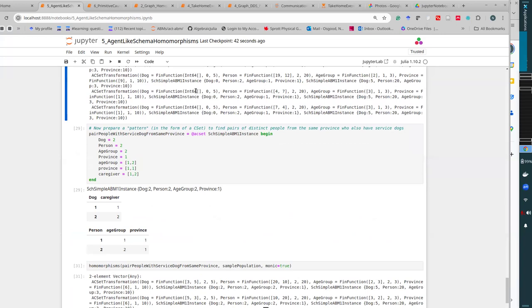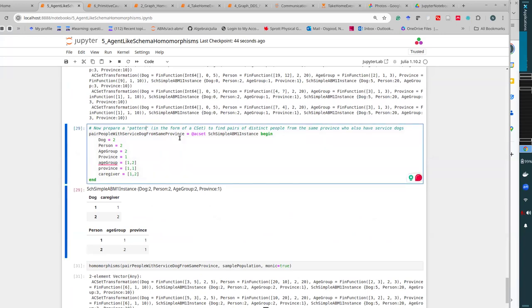Can we do that? Hearing no objections. Okay, now we prepare a pattern to find pairs of distinct people from the same province who also have service dogs. Okay, how are we going to do this? Well, in general, there can be 2 service dogs, and 2 people. They could have 2 different age groups between them. You don't want to constrain that. But there's only one province between them. The province is shared.